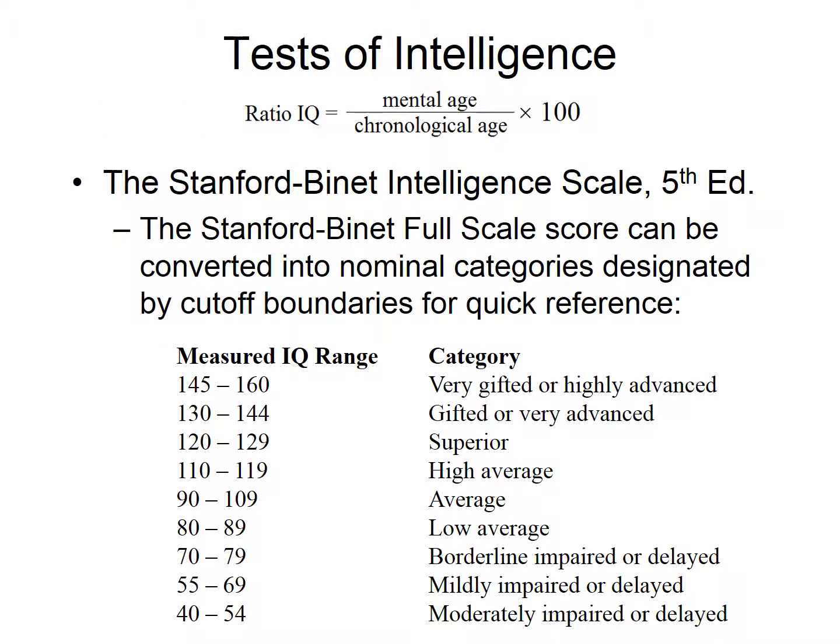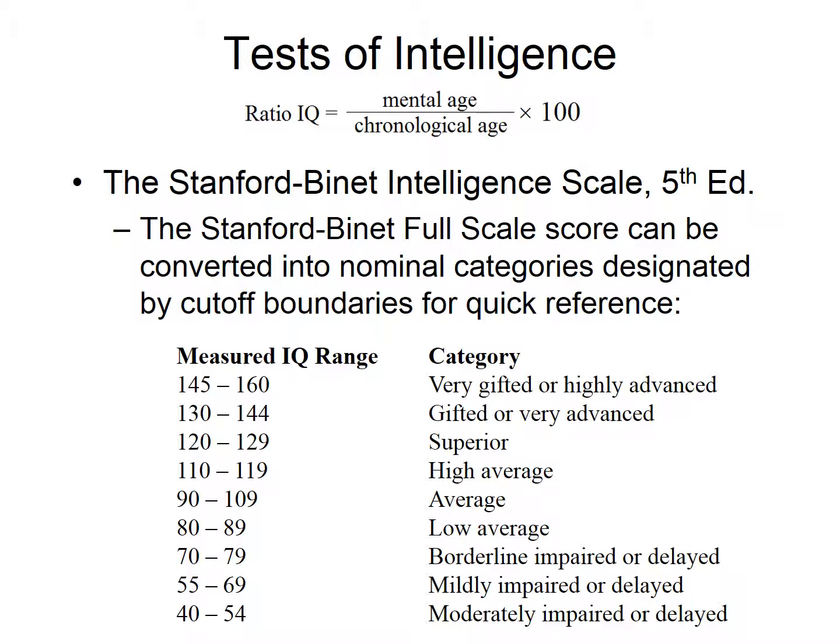And the Stanford-Binet is made to adjust for mental age. So your raw score is actually your mental age score, which is then divided by your chronological age times 100. And that mental age itself is also a normed score off of your raw performance on the test. Using your ratio IQ, this gives you, again, an IQ of 100 as approximately the average, plus or minus 15. So for the Stanford-Binet Intelligence Scale 5th edition, a full score can be converted into nominal categories designed by cutoff boundaries for quick reference.